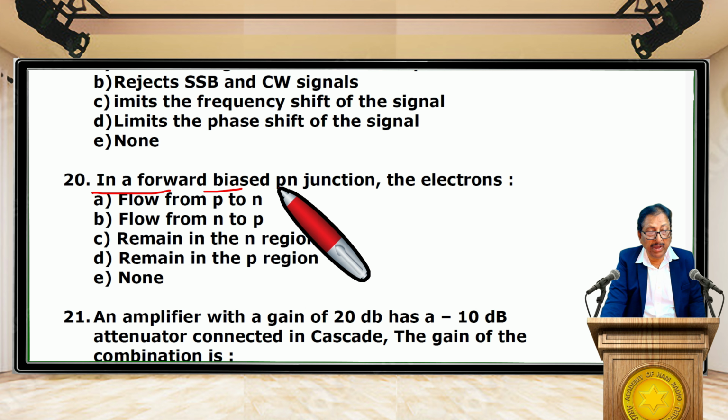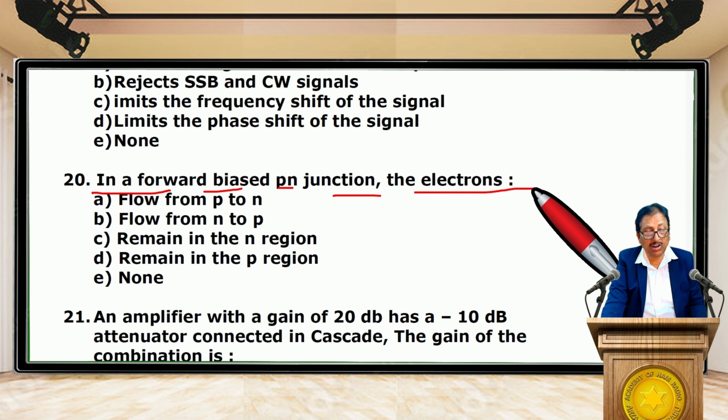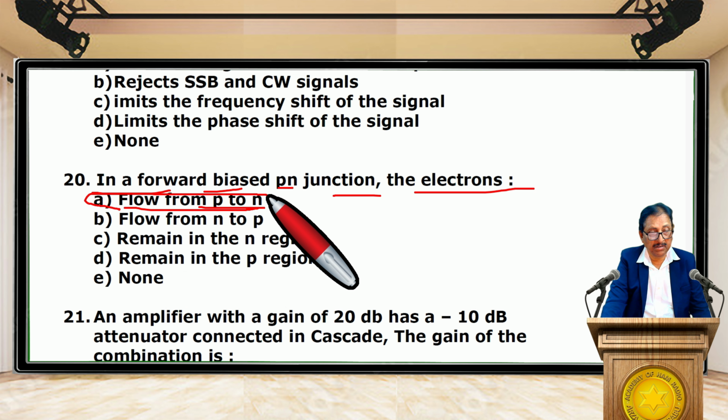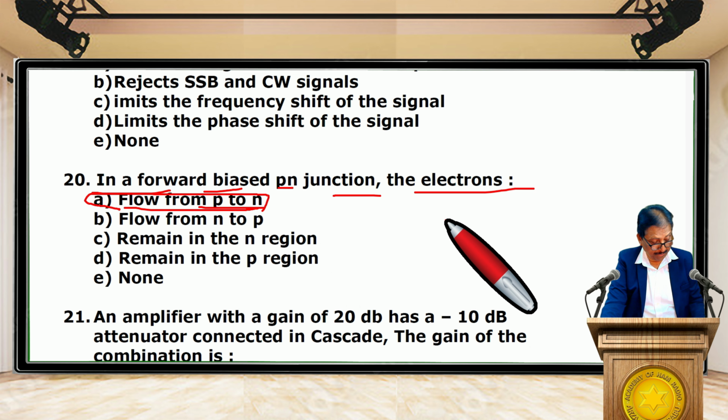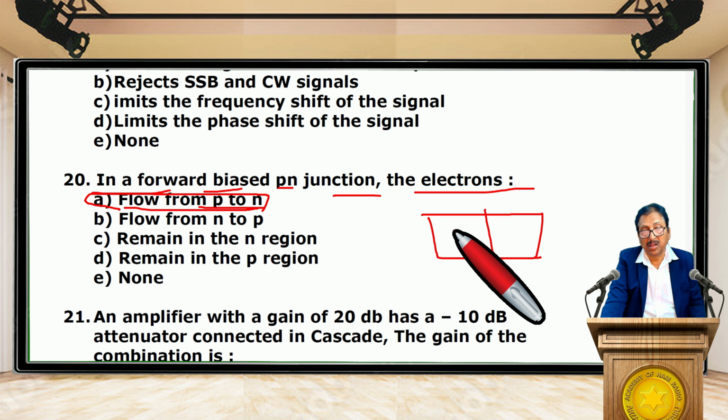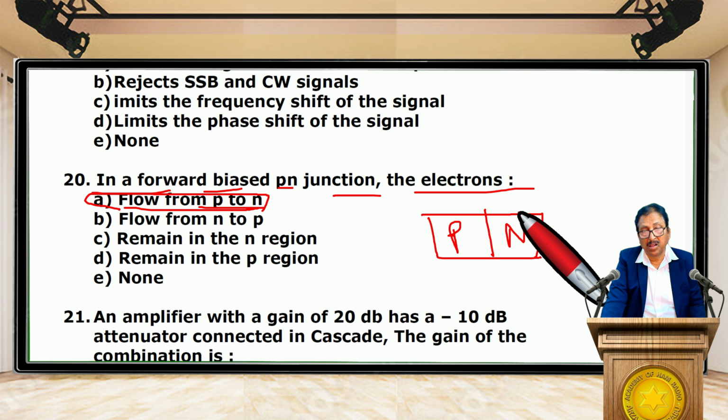In a forward biased PN junction, the electrons flow from P to N. Alpha is the right option.